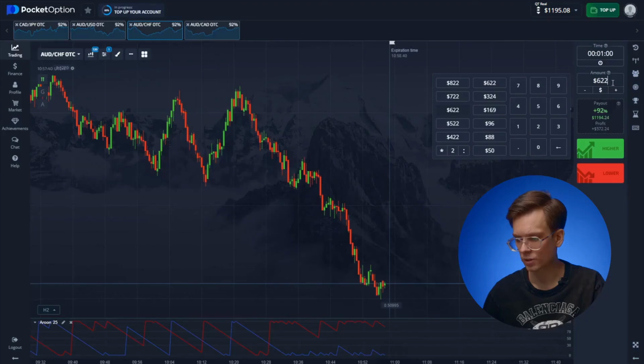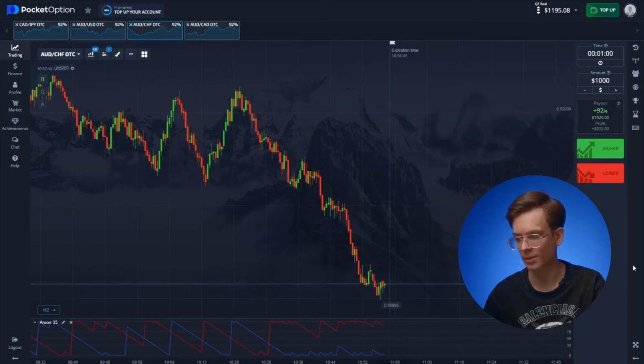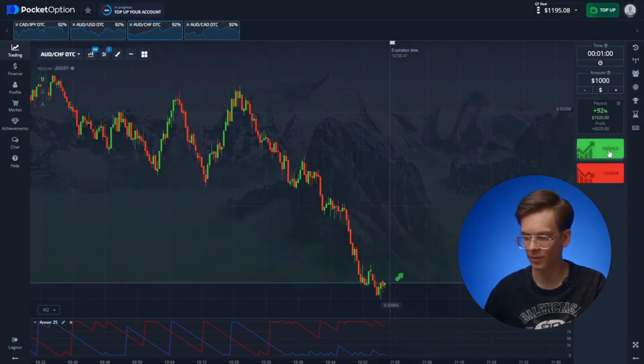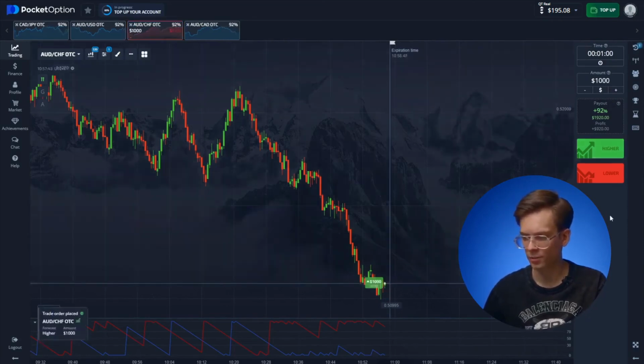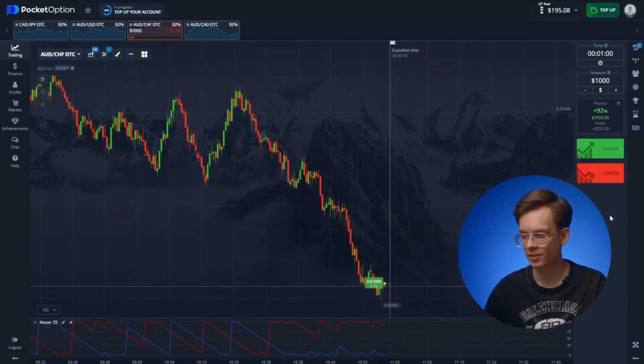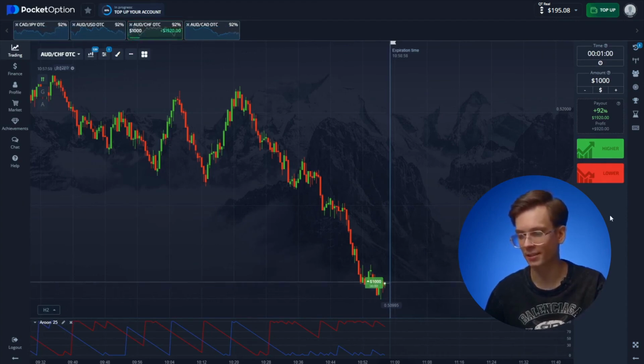Let's move on. Now Aussie and Franc, and the maximum possible investment is 1,000. Going long. An interesting situation has formed here. There was a prolonged period of strong bearish influence, as we can see on Arun. At the moment of entry, it started to decline again, and for me, this is a signal that the bulls want to take the initiative. I think this is the beginning of a trend reversal.